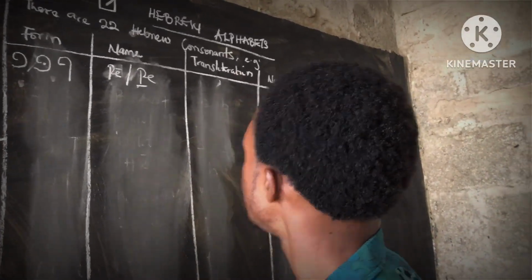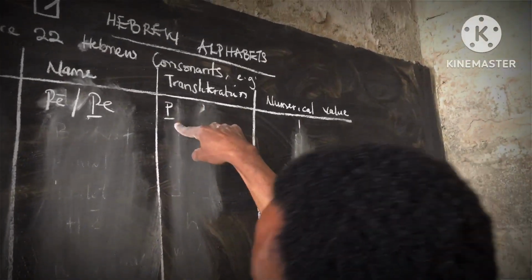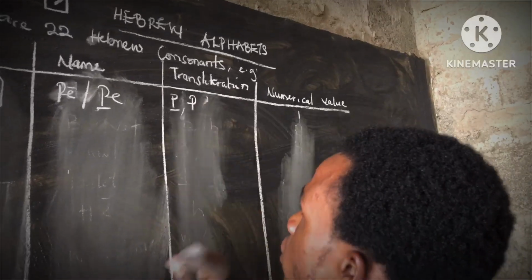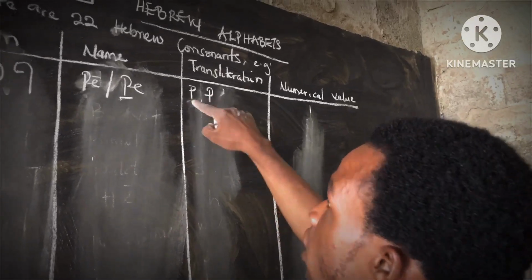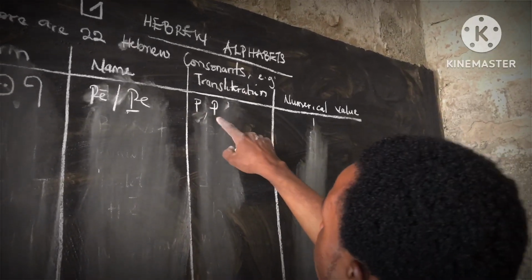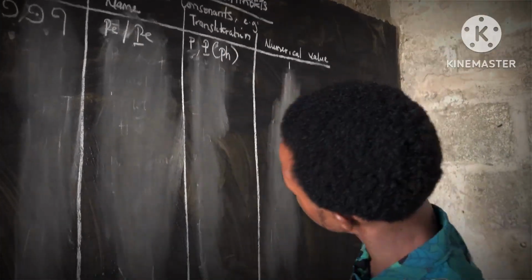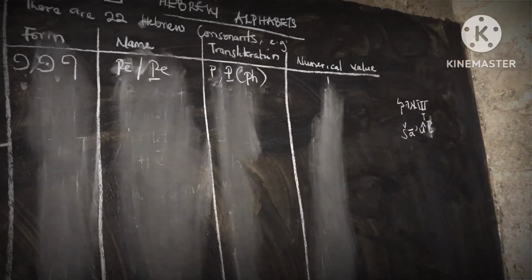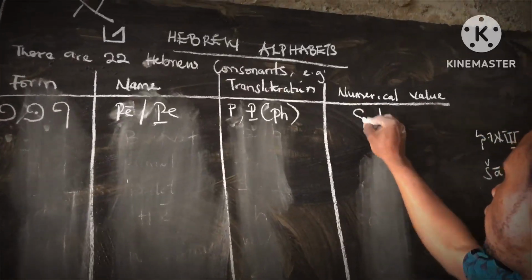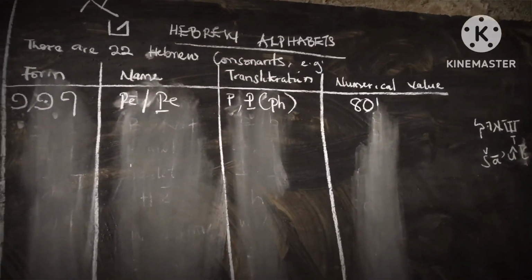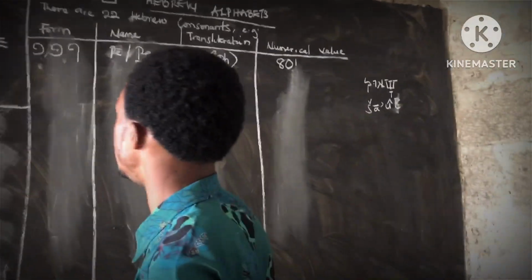So simply put, we have it as P, which is Fe, or at the same time we can make it PH. The last number was 70, so this one will now be number 80. So we move on to the next one called Sade.